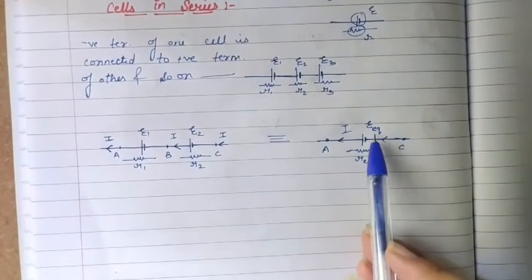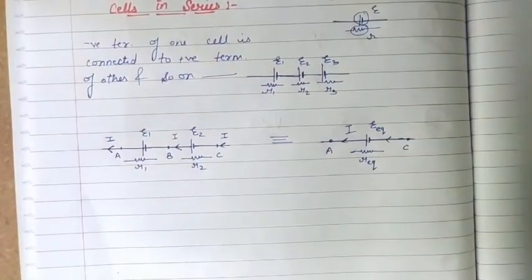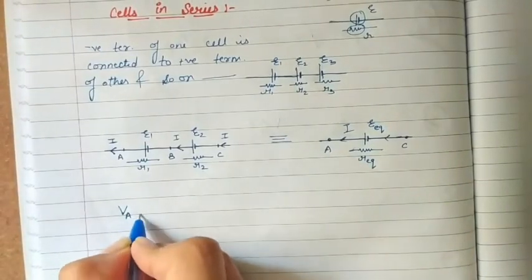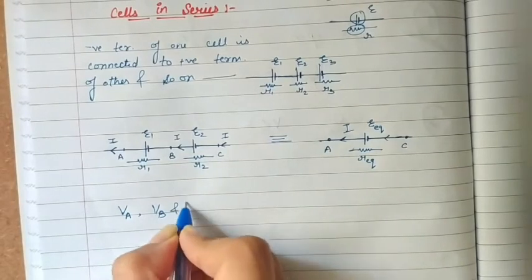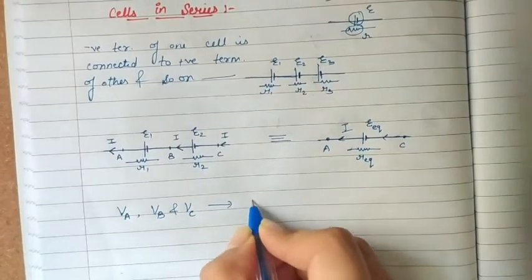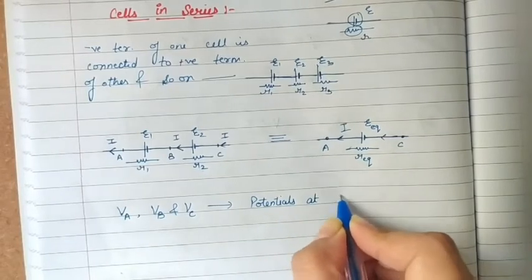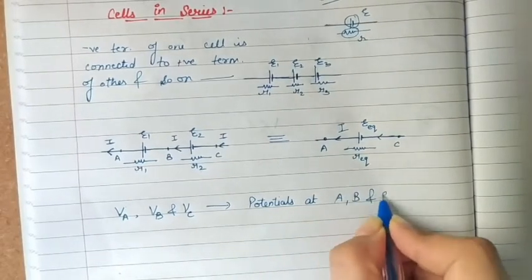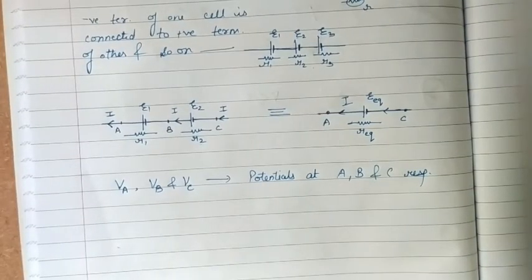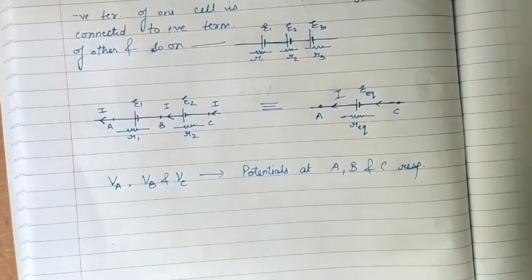Let's find the value of the equivalent EMF and equivalent resistance. For this, we consider VA, VB and VC to be the potentials at points A, B and C respectively. What we have considered is VA, VB and VC, the potentials at points A, B and C.